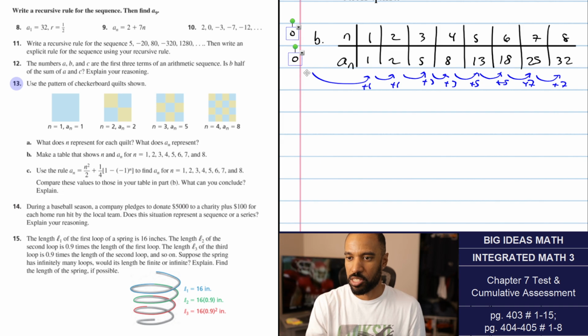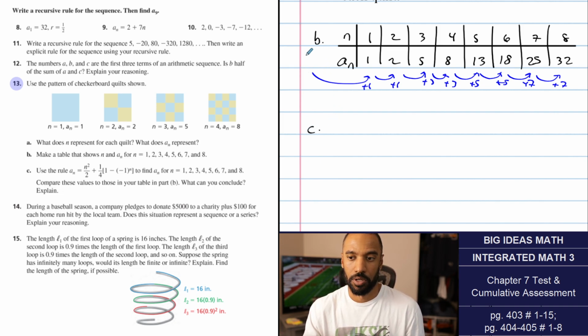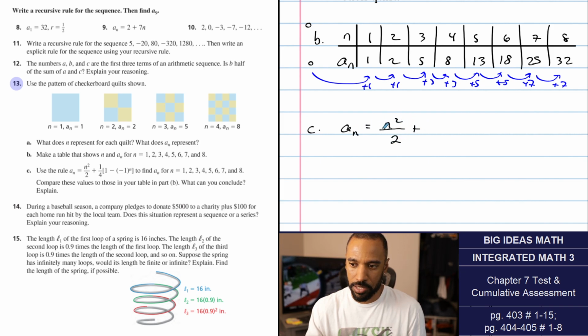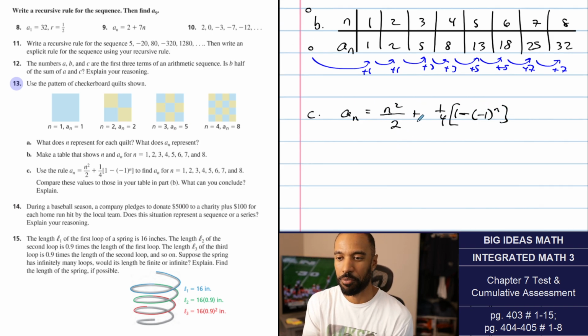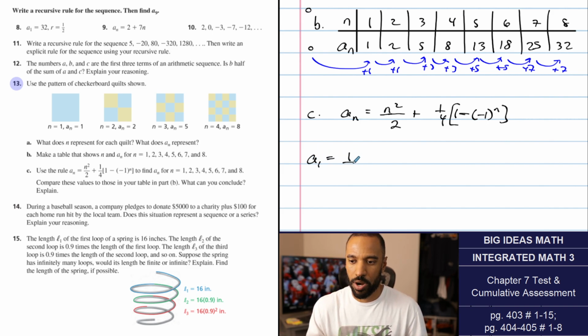Well, this is one of those problems that might take a while. Even for me, I'm just looking through it and I'm like, what do I do? Oh, I wanted to keep those zeros there. Okay, C. A sub n is n squared over 2 plus 1/4 times 1 minus -1 to the nth power. No, yeah, I wouldn't have come up with that rule myself, so I guess we got to do it for each one. A sub 1 is 1 squared over 2.